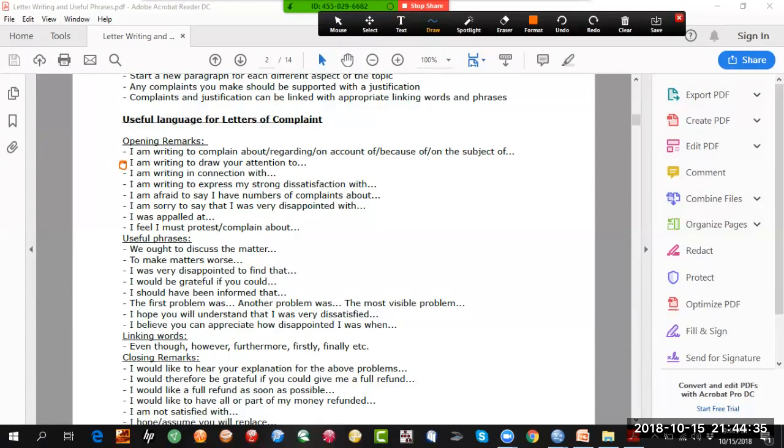Similarly, I'm writing in connection with, or I'm writing to express my strong dissatisfaction with. Again, this is a better way of saying it, right? Got it? Okay, so what you do, you just keep reading these sentences or phrases and start copying them into your notebook. Don't write all of these sentences, just pick the best one, so that you don't need to read this whole file again and again.